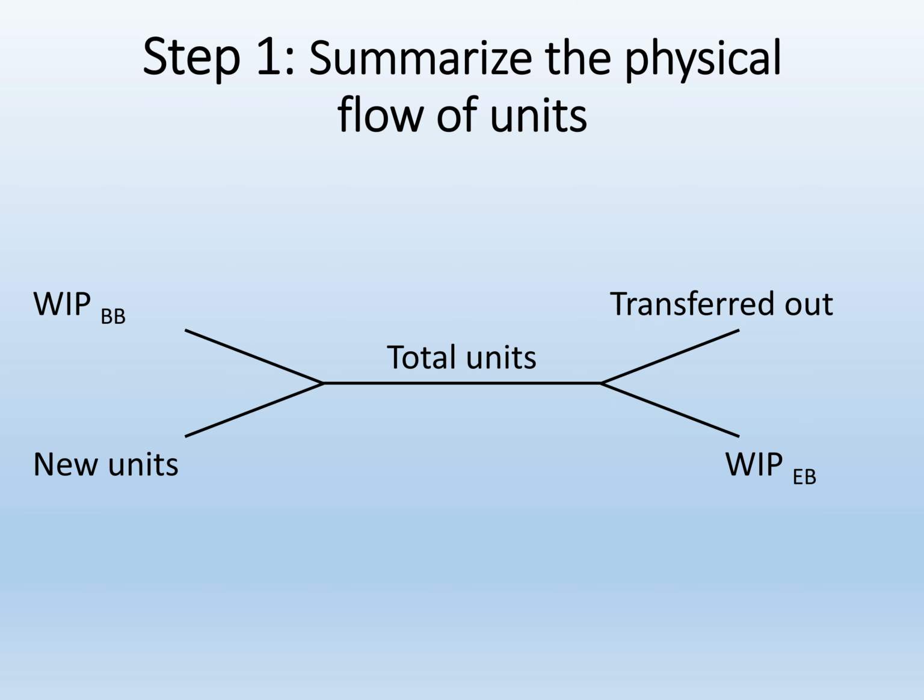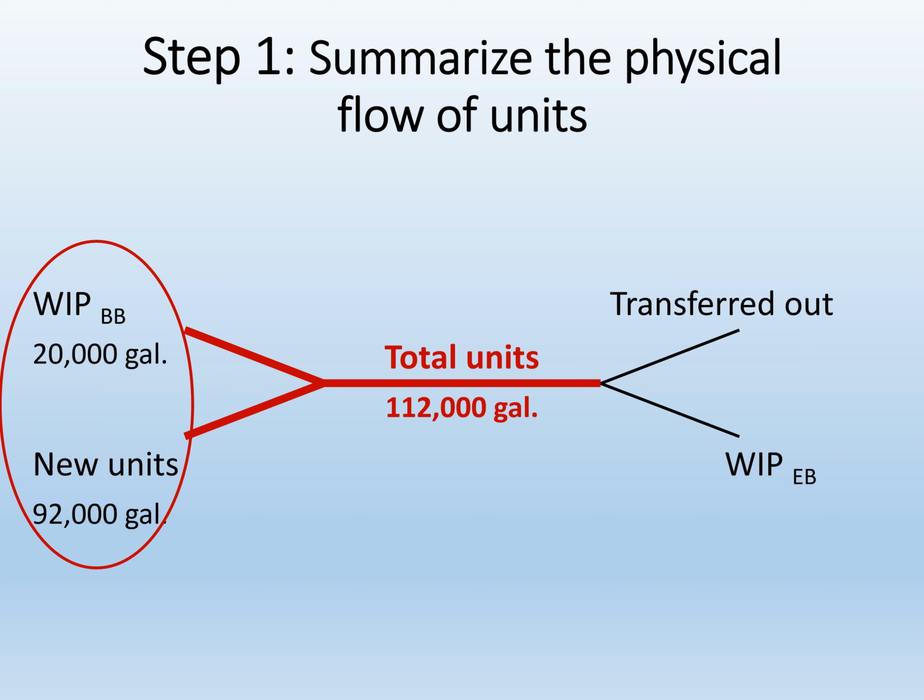Let's use the fishbone diagram to summarize the physical flow of the units. It's a good idea to start from what you know and move toward what you don't know. We were told that the work in process beginning balance for September was 20,000 gallons. And we were told that during September, the department started another 92,000 gallons. Altogether, between the old units that were started before September and the new units that were started in September, the department must have worked on a total of 112,000 gallons. Now we have to figure out what happened to those gallons of paint.